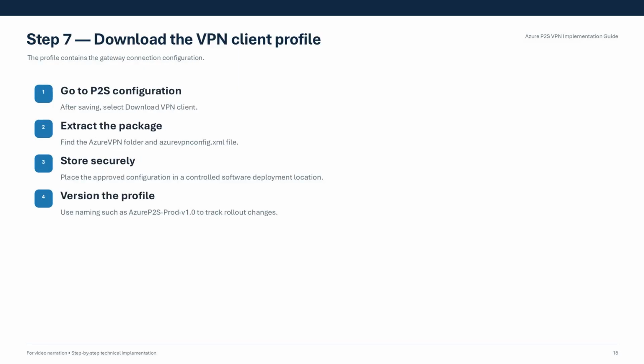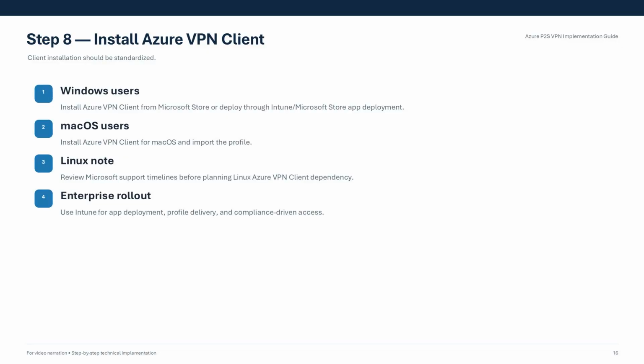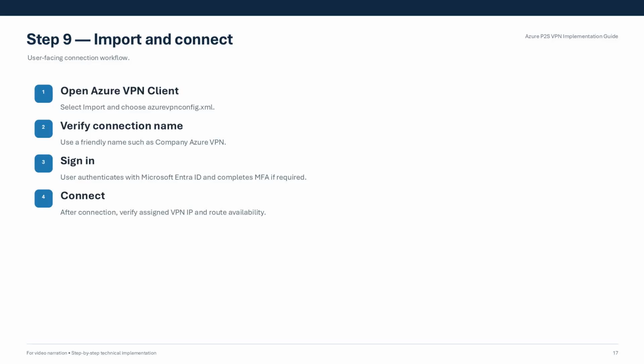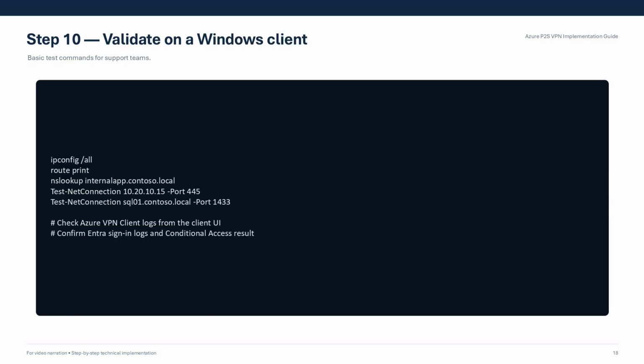Download the VPN client profile by accessing P2S configuration, extracting the package, storing securely, and versioning the profile. Install Azure VPN Client for Windows, Mac OS, Linux, and plan Enterprise rollout for app deployment and compliance access. Import and connect using Azure VPN Client by verifying connection name, signing in, and connecting. Validate on a Windows client using basic test commands like ipconfig, route print, and checking Azure VPN Client logs.